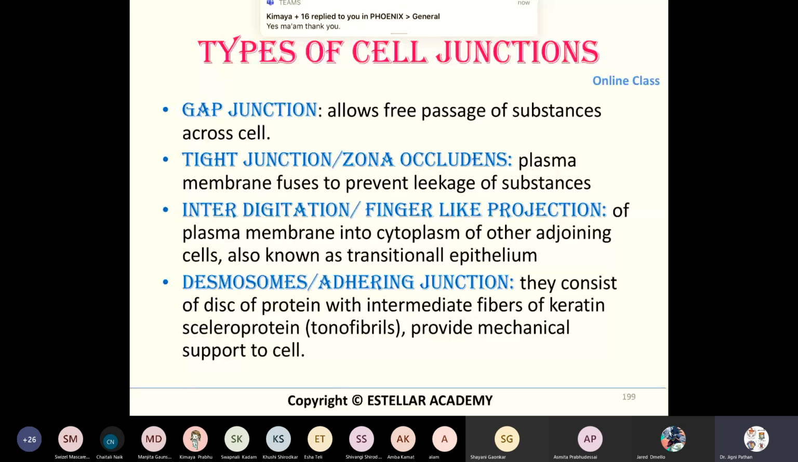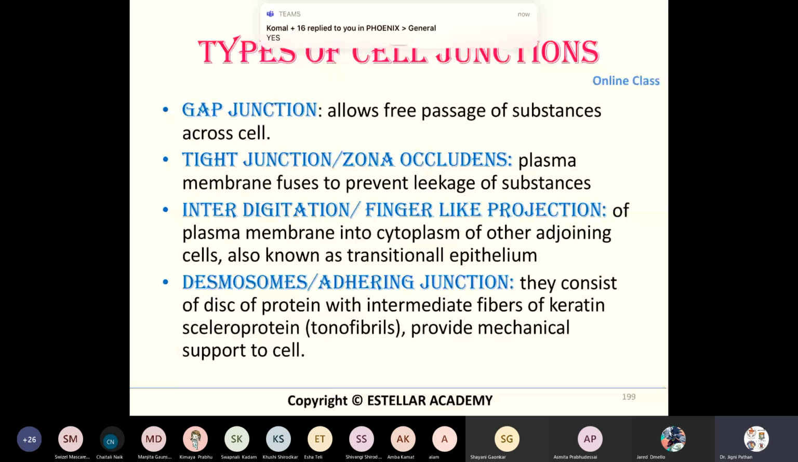Can you move to the cell junction? Types of cell junction. Gap junction means there is a small passage or a gap so that the solutes or substances can move across the cell. It allows a free passage of substances across the cell. That is called gap junction.